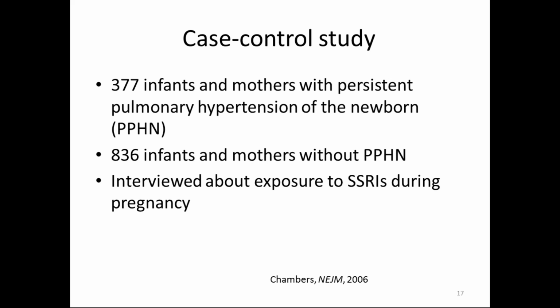So what they did was they had a quite extensive interview, and they asked them about all of the drug exposures that they had, both over-the-counter and prescription, during their pregnancy. The women don't know what the hypothesis is, and actually the interviewers didn't know what the hypothesis was either, to try and keep any subtle biases from creeping into the interviews.